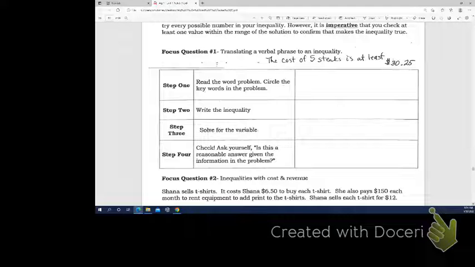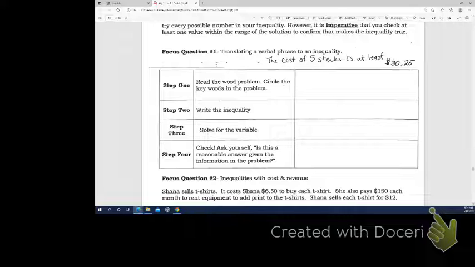All right, so on 43, we've got a few things here that we're going to translate, and you want to think about, like, there's not just one number that makes this true, but you want to think about if you pick a number that makes the inequality true, does it really make sense? Okay, so in this case, I've got something that says the cost of 5 steaks is at least $30.25.